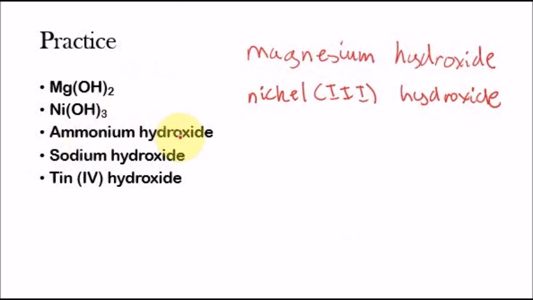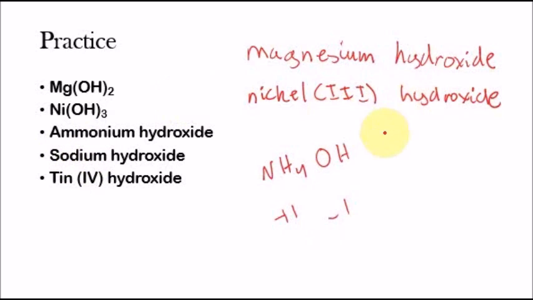We have ammonium hydroxide. So ammonium is NH4+. So it has a +1 charge, and we have hydroxide, OH, which has a -1 charge. And since they balance out, ammonium hydroxide is just NH4OH. Those +1, -1 balance out.